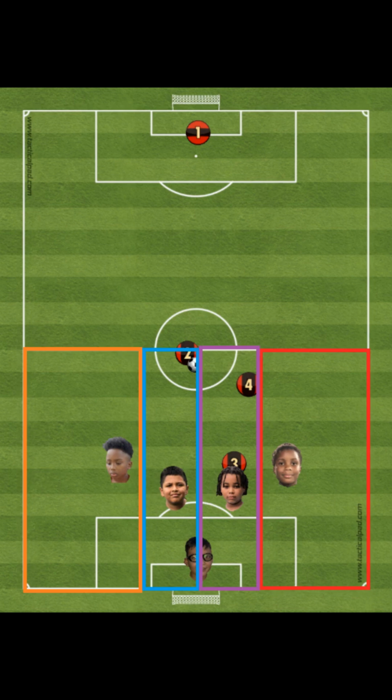Now, if we draw a rectangle around the area that each player is responsible for defending, we get this picture where the orange rectangle on the left represents where Ellis is responsible. The blue rectangle in the middle represents where Israel is responsible. The purple rectangle is Danny's responsibility, and Jeremiah's responsibility is the red rectangle. If you notice, the outside two rectangles are much bigger than the middle two.